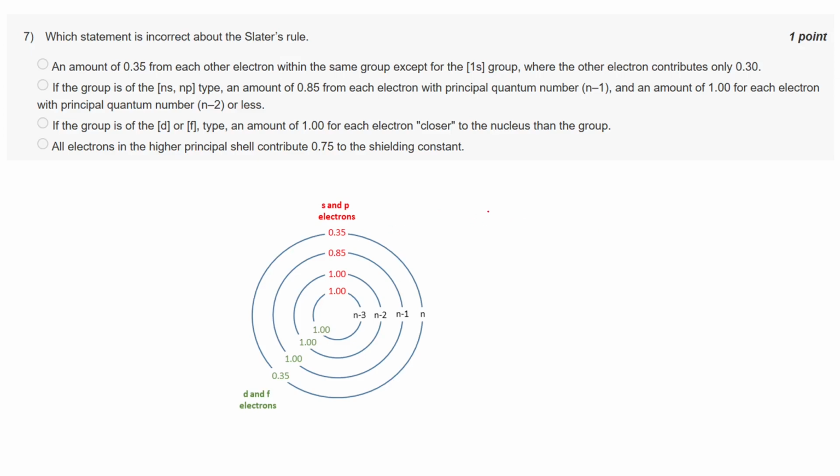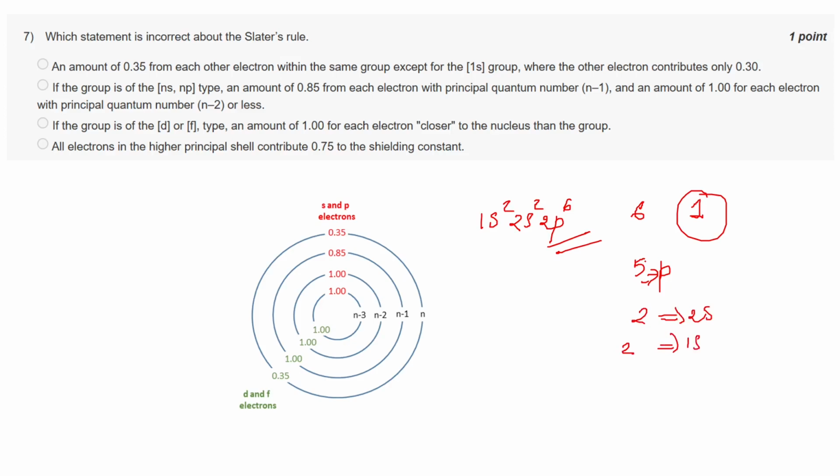So if we have a configuration, say 1s2, 2s2, 2p6, and I want to know what is the effective nuclear charge felt by one electron in this p orbital. Already we have 6 electrons in p, but now we have to look at only one electron in the p orbital. So essentially this one electron is interacting with the other 5 electrons in the p orbital, right? Then we have the 2 electrons from the 2s orbital, then again 2 electrons from the 1s orbital. So how are these electrons contributing to the shielding? For that we have to look at Slater's rule.